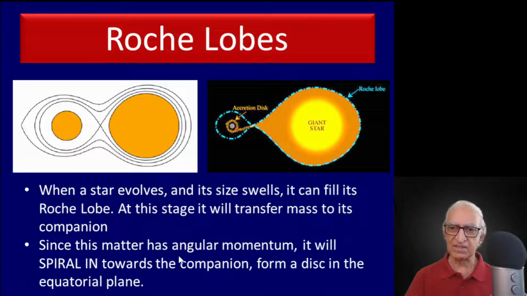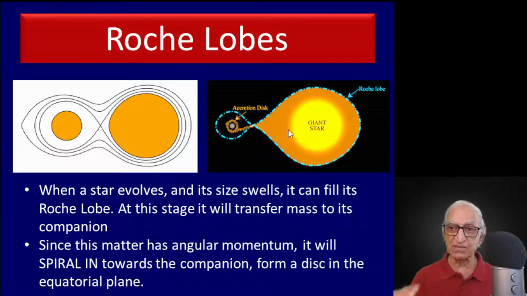Now, since this matter has angular momentum, this matter, which is flowing through the inner Lagrangian point, will spiral in towards the companion and form an accretion disk in the equatorial plane. Now, this accretion disk is a common phenomenon around all binary objects. We shall be discussing accretion disk around a neutron star in a binary. Later on, we shall be discussing accretion disk around a black hole in a binary system. So the accretion disk arises because of the large angular momentum of the infalling matter.